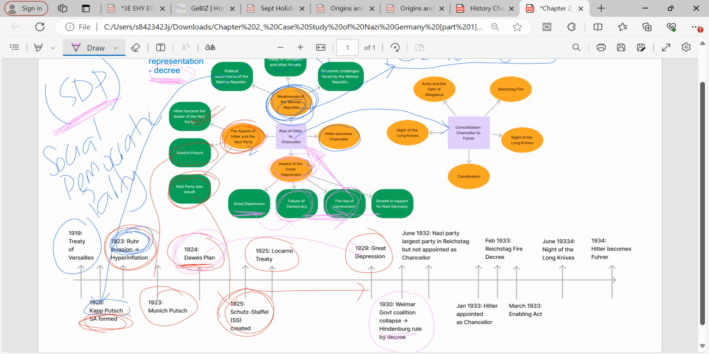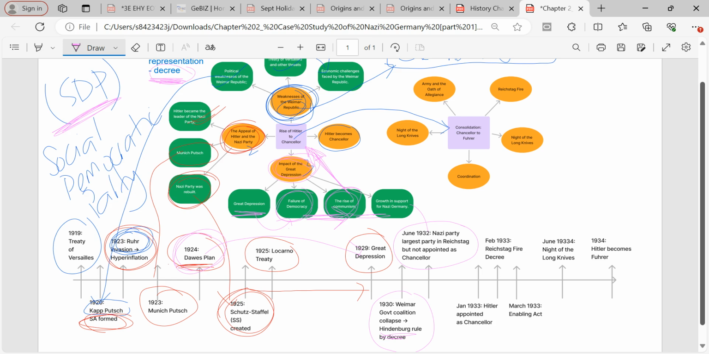Which leads to this one, growth in support of the Nazi Party, where we see the example here, the largest party by June 1932. Despite the Nazi Party being the largest party, with something about 37%, 38%, the chancellor position was not given to Hitler. The position of chancellor was the responsibility of President Hindenburg, who absolutely hated Hitler.